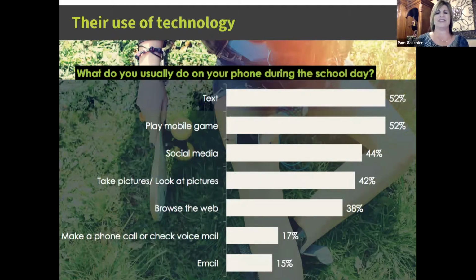Their use of technology, you can see on the slide noted, they use most of their technology, phones per se, for texting, playing games, and social media, all the way down to making a phone call, which is very small in the world of media devices. And then how do we, as educators, take what we know about them and their suaviness of technology and turn it into great opportunities for kids?